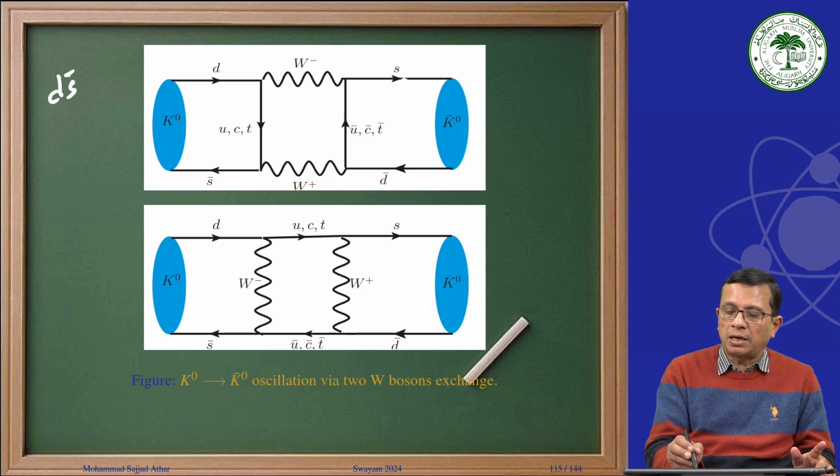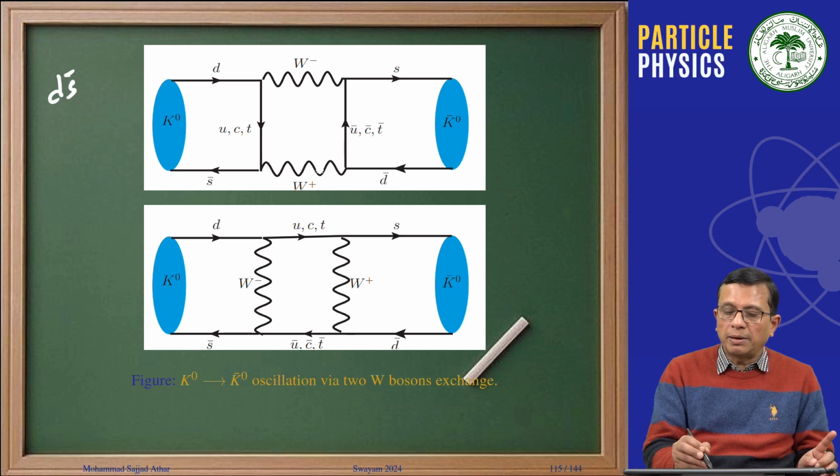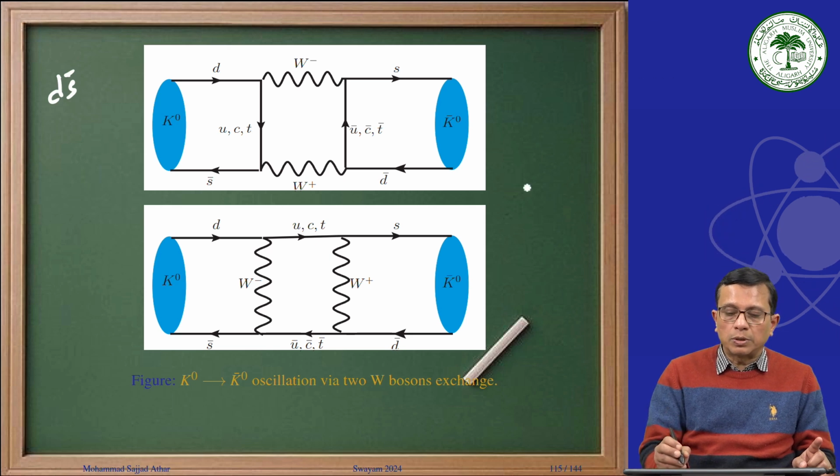W minus is giving rise to s u bar quark, and then this u bar meets with W plus. U bar is carrying a charge of minus 2 by 3 and W plus is carrying a charge of plus 1. Now we have a d bar which has a charge of plus 1 by 3. If you notice, 1 by 3 baryon number is coming in, 1 by 3 baryon number is going out. Therefore, we have a K0 particle. This is what I was telling you, that if there is a change of strangeness of 2 units, then that will be a rare process because you need to have 2 W boson exchange.